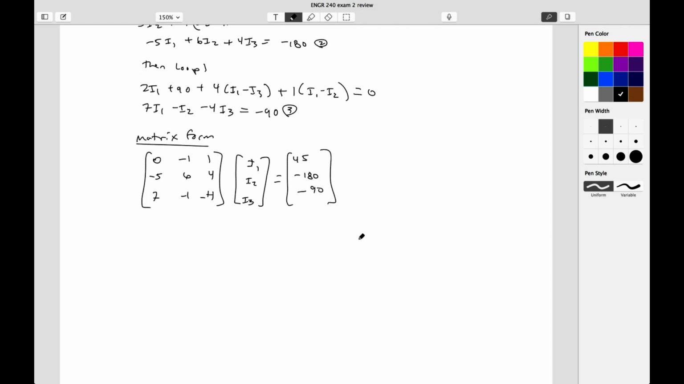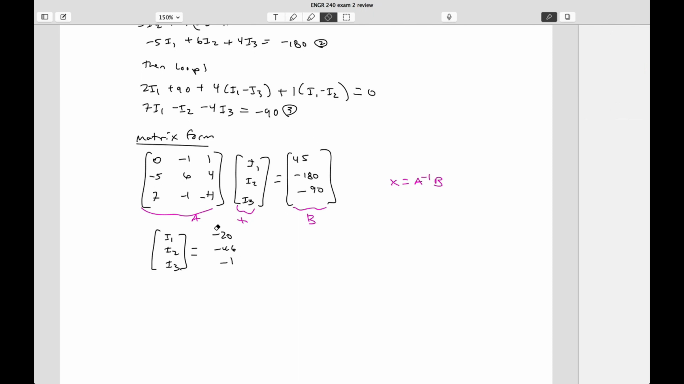All right, and what I get then is I1, I2, and I3 by taking, let's say, by the way, that this is A, and this is X, and this is B, and X is equal to A inverse B. So we'll get I1, I2, I3 is equal to negative 20, negative 4, negative 1.